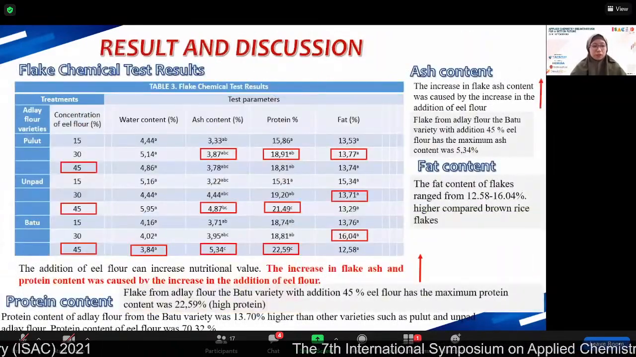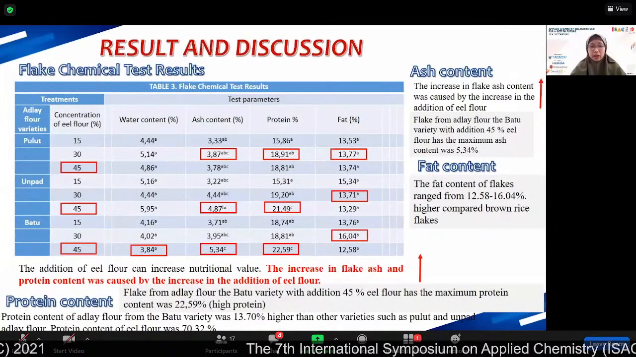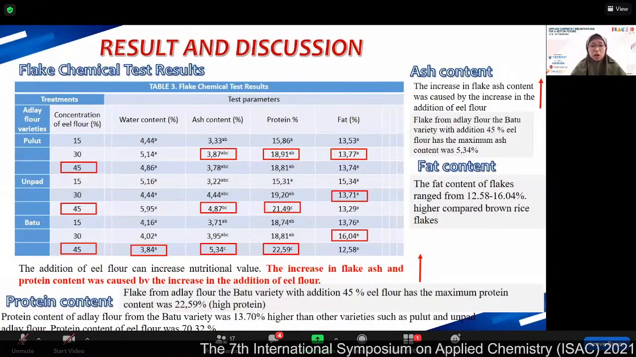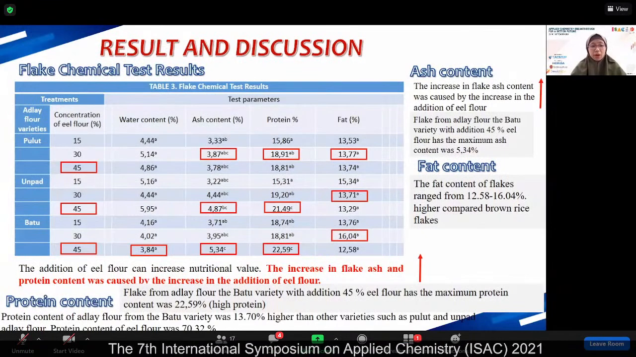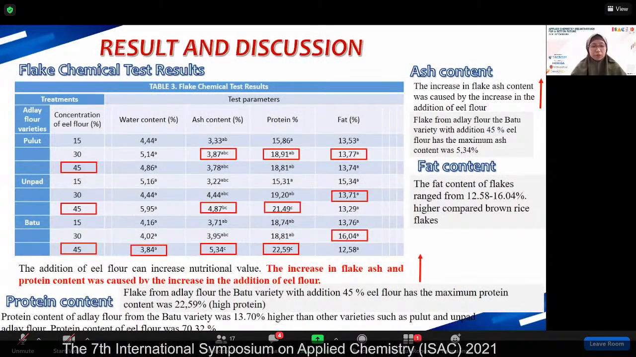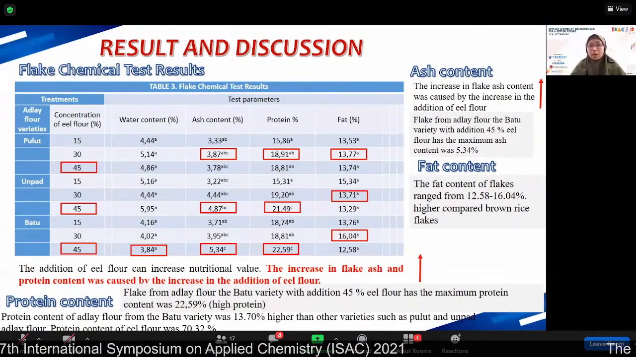Flake chemical test result: the addition of eel flour can increase nutritional value. The increase in flake ash and protein content was caused by the increase in the addition of eel flour. Flake from adalah flour, the batu variety, with addition of 45% eel flour, has the maximum protein content, which was 22.59% high protein. Protein content of adalah flour from the batu variety was 13.70% higher than other varieties such as pulut and unpad.